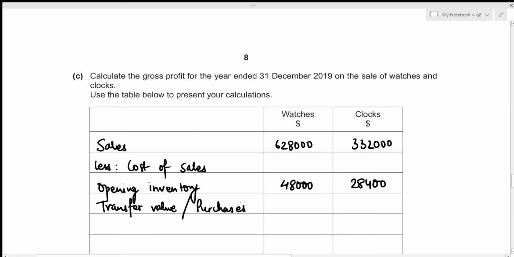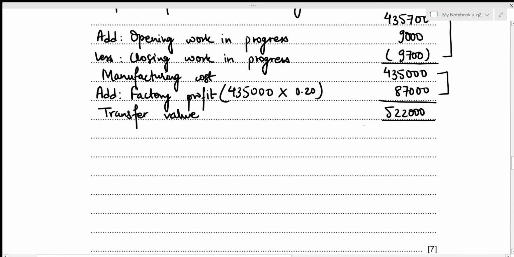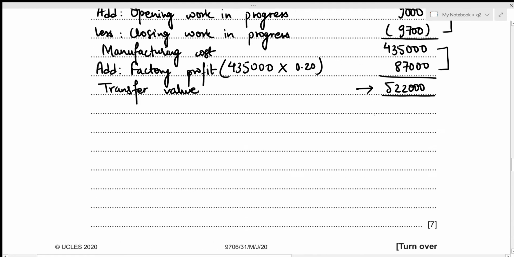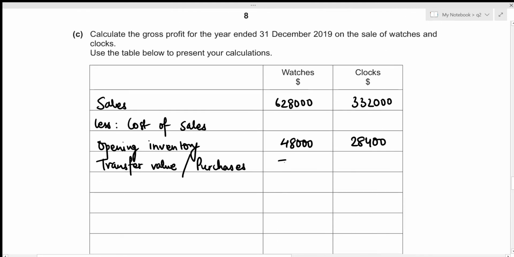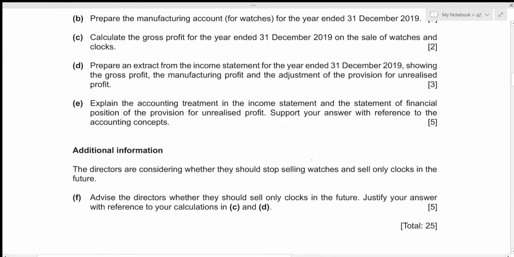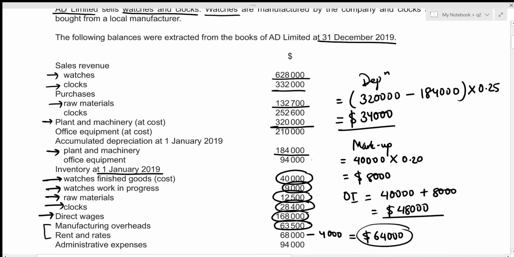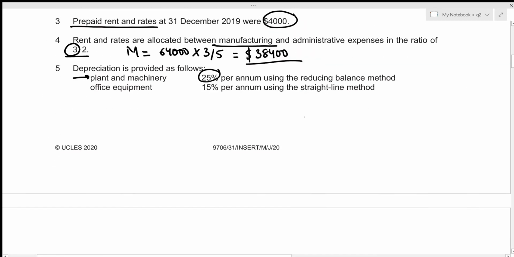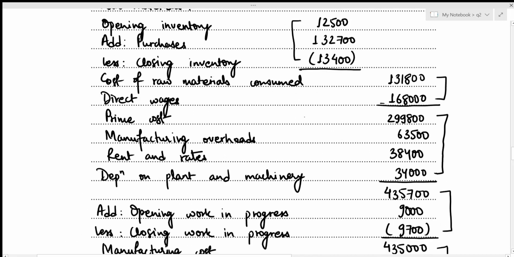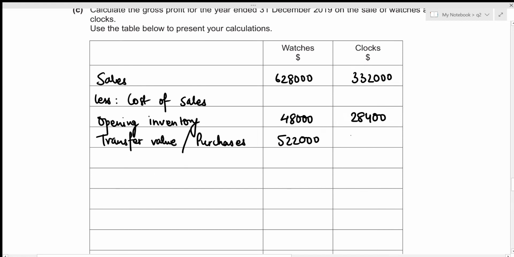So we already figured out the transfer value for watches in our manufacturing account to be 522,000. So let's record this value. Now let's look for the purchases of clocks in the above information. So we can see that purchases of clocks actually amounted to 252,600. Let's record this value into our statement. That is 252,600. Now the last step would be to subtract the closing inventory.